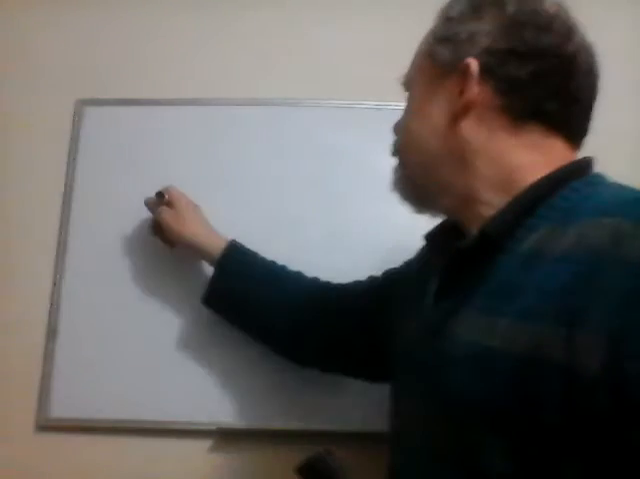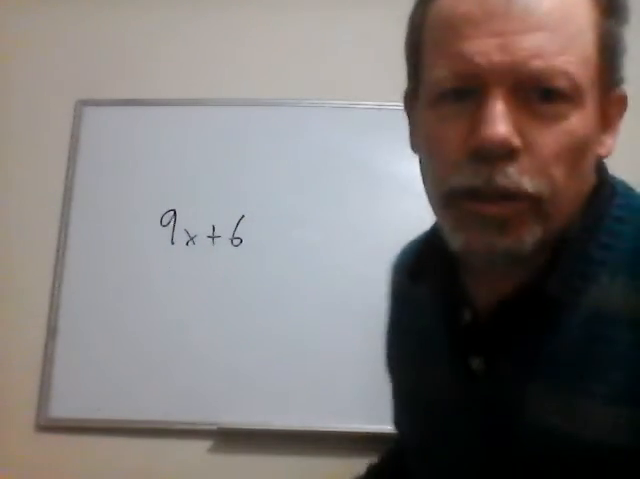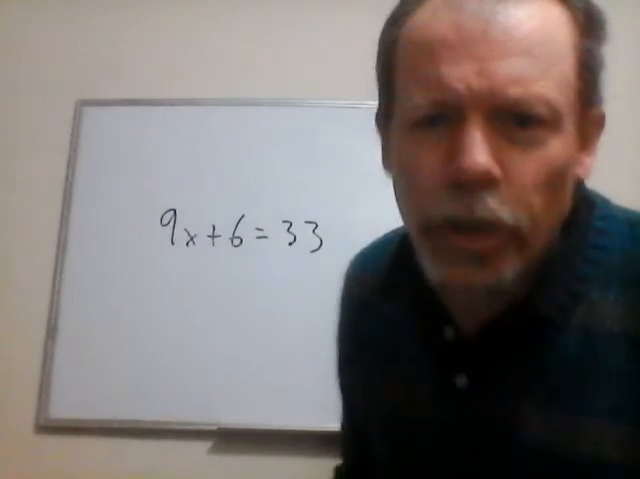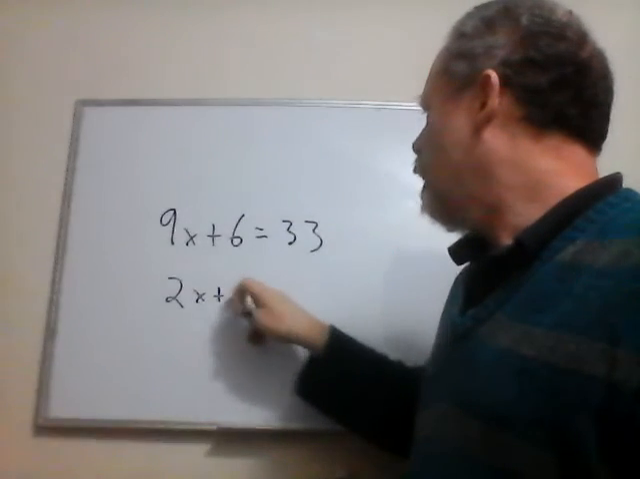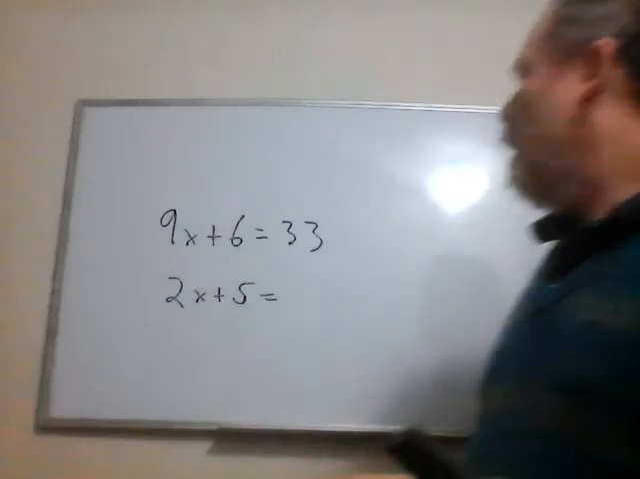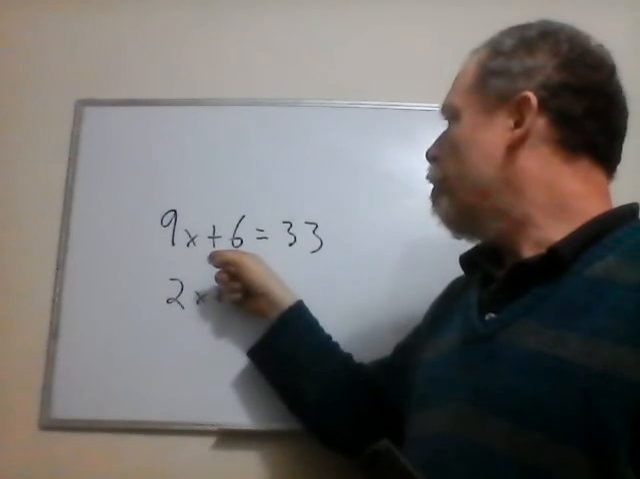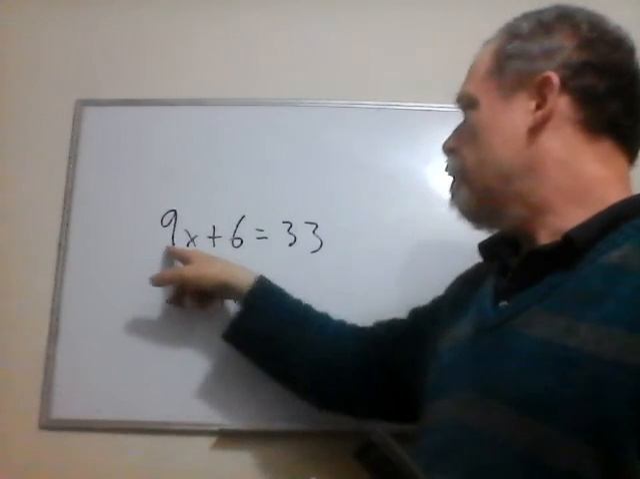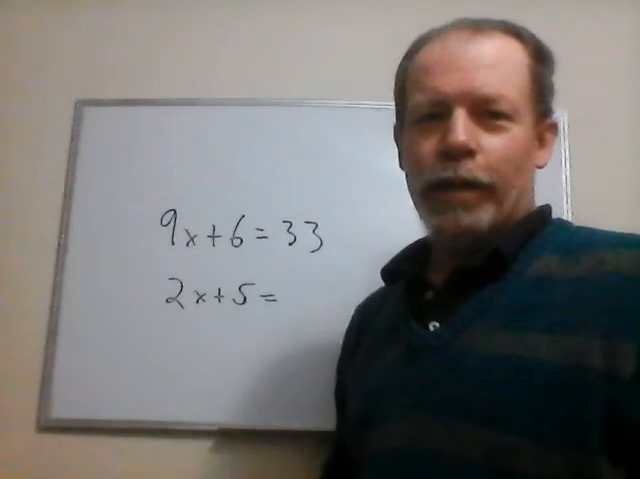So I'll put this equation on the board. 9x plus 6 equals 33. And they want a solution for 2x plus 5. Okay, so the obvious thing to do would be to remove 3 from this equation, because it figures, this would be divided by 3, divided by 3, divided by 3. And before you do that, make sure that that's something you want to do.